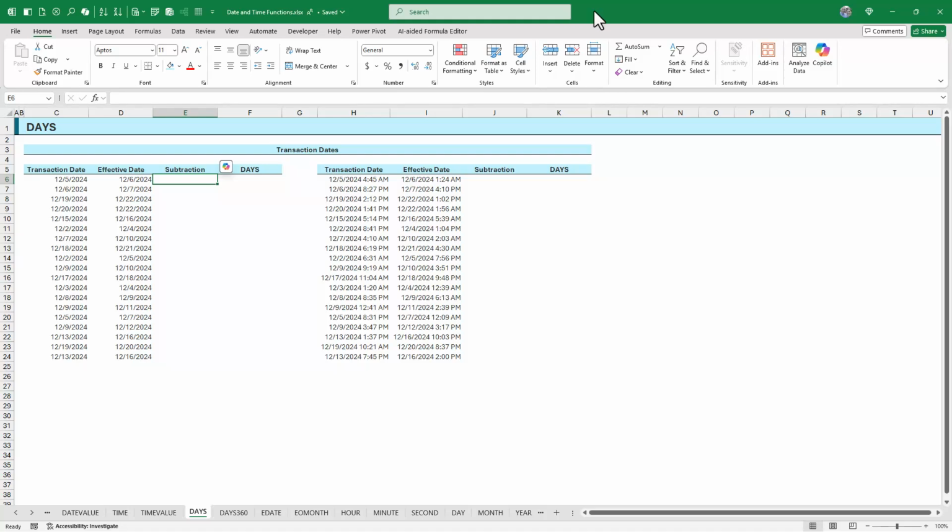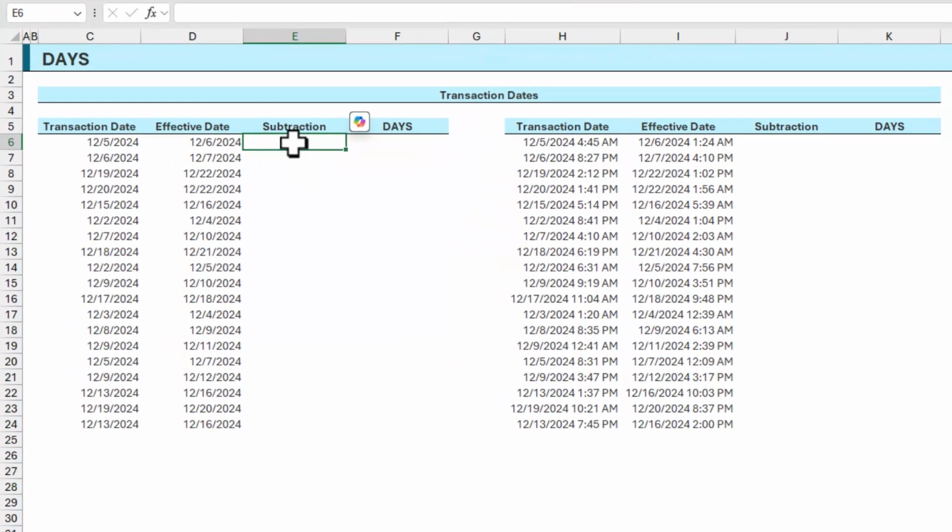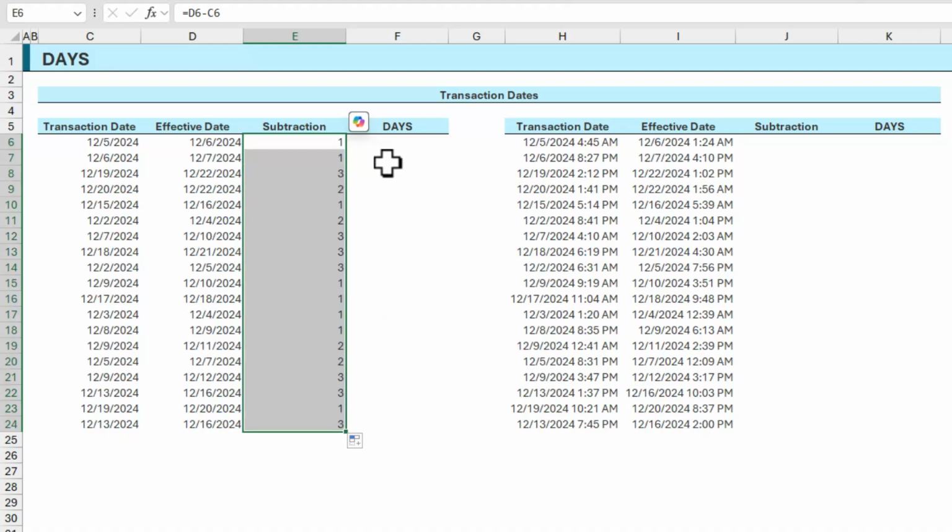On the face of it, the DAYS function seems like it is perfectly interchangeable with simply subtracting two dates from one another. You can see this here in cell E6. So you see here we have December 6th and December 5th next to each other. And there's nothing stopping us in Excel from typing an equal sign, selecting the effective date, typing in a minus sign, and selecting the transaction date, and generating the number of days between those two dates.